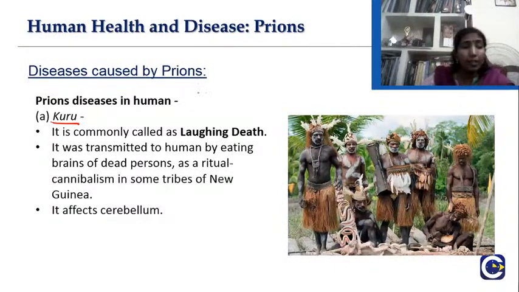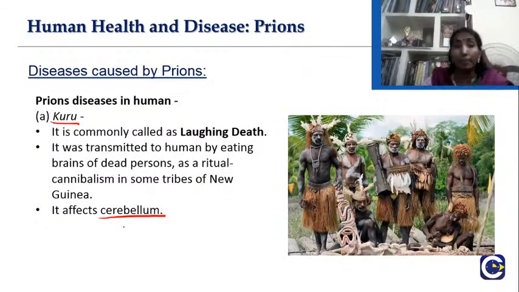Okay. So, here you can see that the person comes with the symptoms of tremors. Tremors means shakiness. So, they have tremors and loss of coordination because it affects the cerebellum. Whatever functions the cerebellum controls are going to get lost.